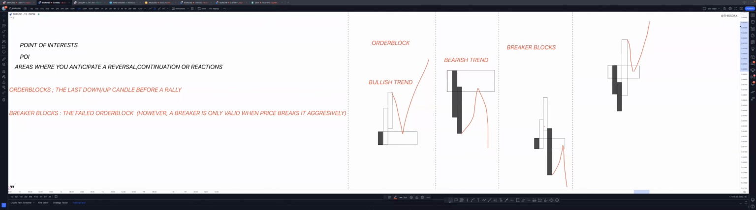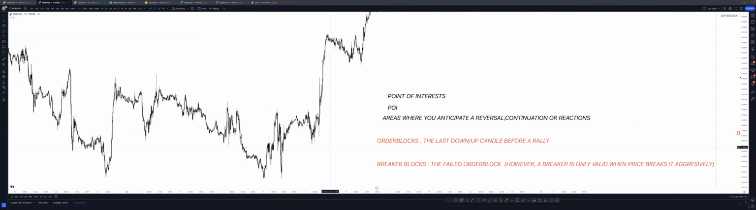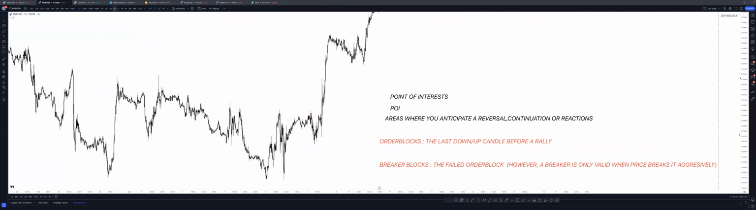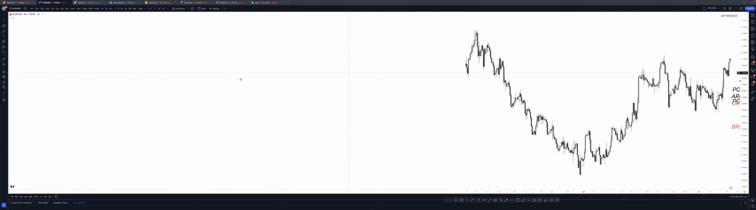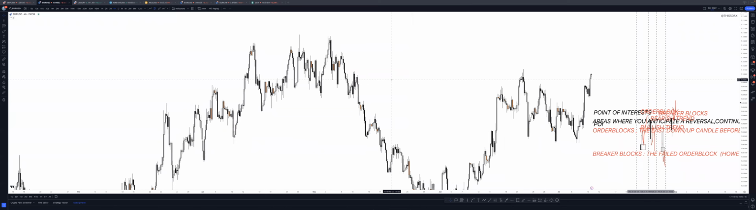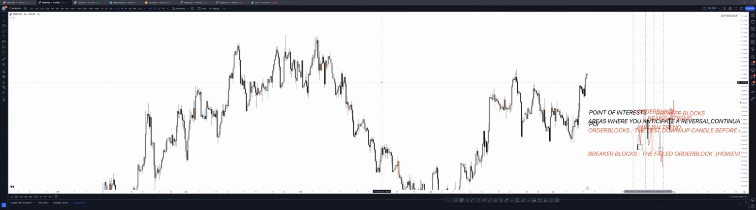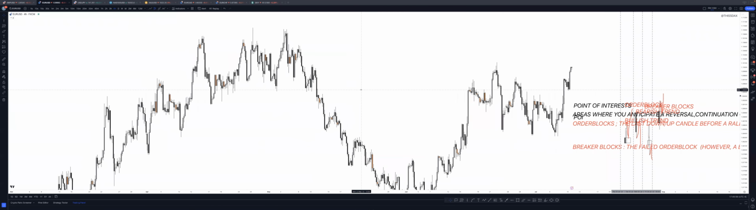Now let's go to a real chart example. So yeah, order blocks, then the breaker blocks. Let's use the 4-hour time frame. Now, I'm not going to throw questions. All right. I want you guys to go back to your chart and study it, for those of you that don't know it.